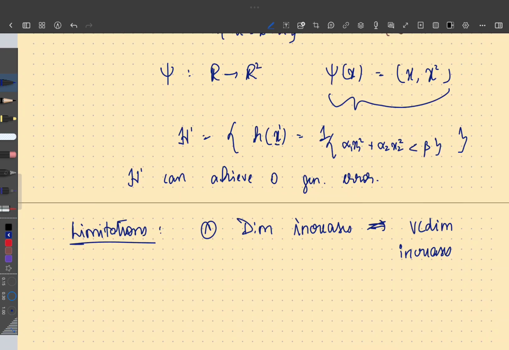Dimension usually increases by only one? No, not necessarily. In this particular example, we increased it by 1, but sometimes you may want to increase it even more.